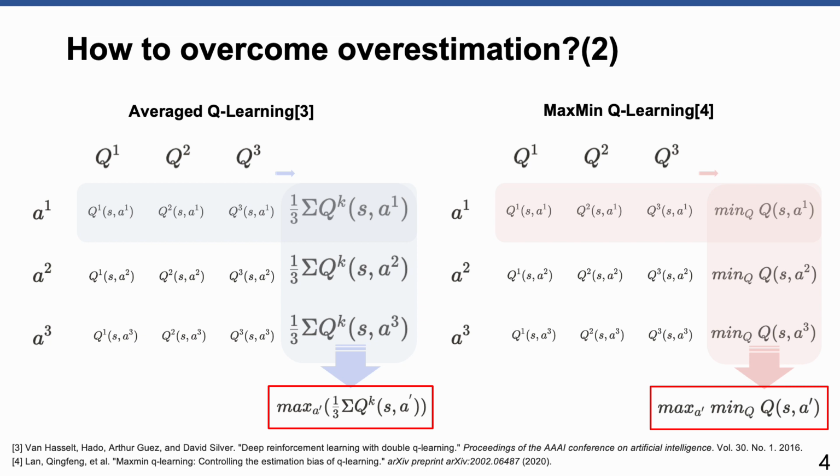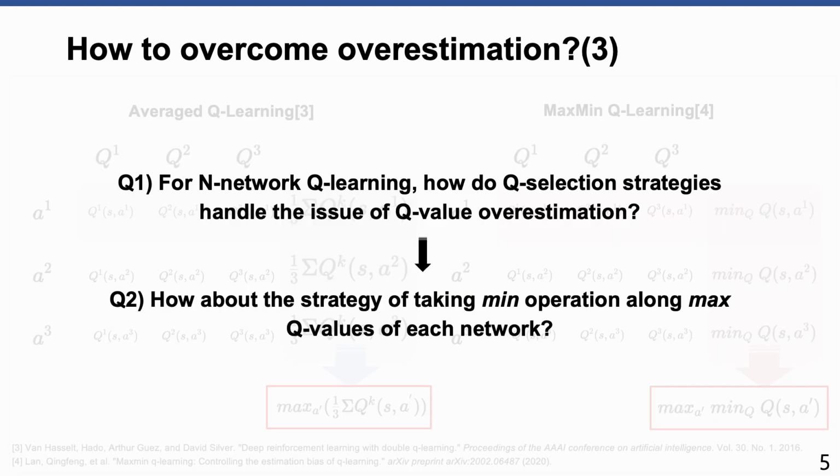In particular, max-min Q-learning takes the minimum operation over multiple Q networks for each action and then selects the maximum value among them. Then we can naturally ask the question of how effectively the mentioned Q selection strategies can alleviate the issue of overestimation. And we devised a new strategy, NMix, starting from the question: how about taking the min operation along the max Q values of each network, which is intuitively the reverse direction of max-min.